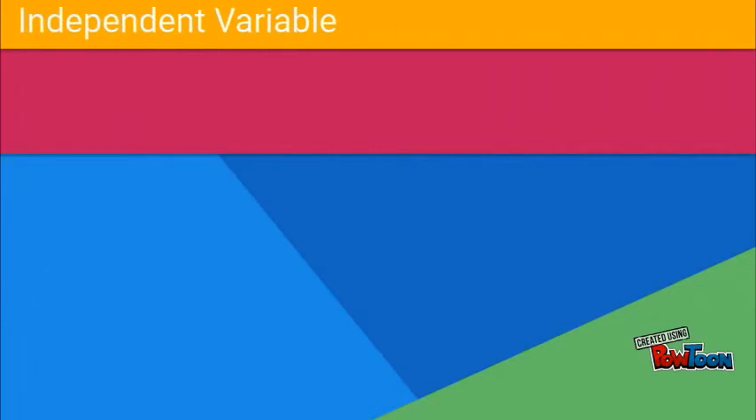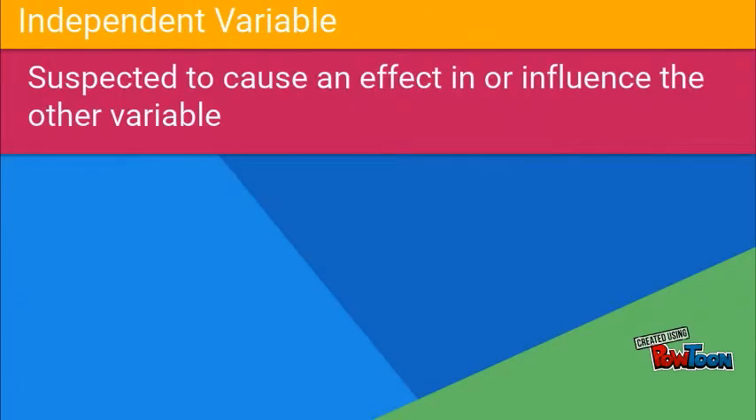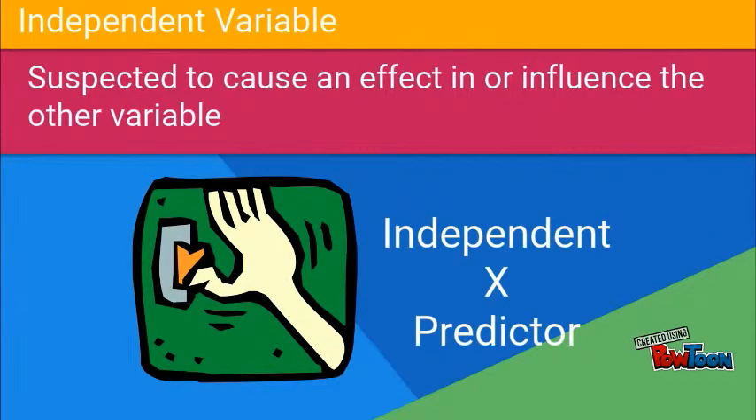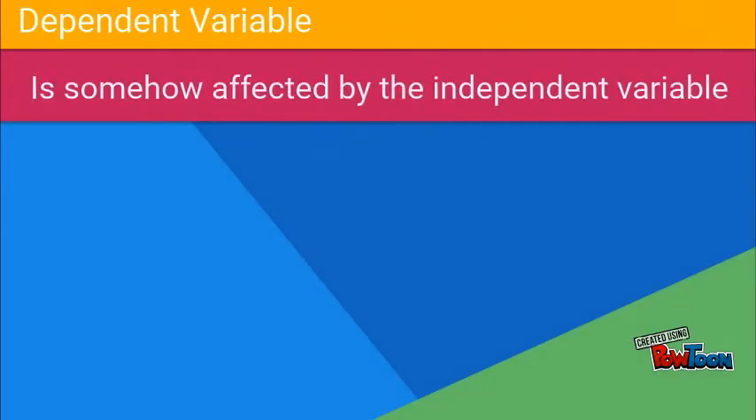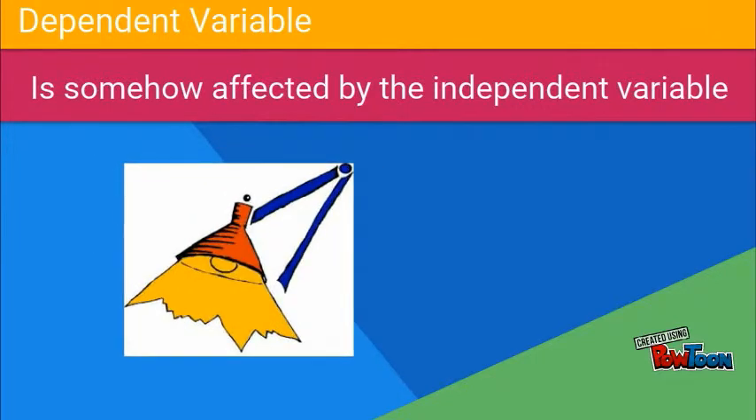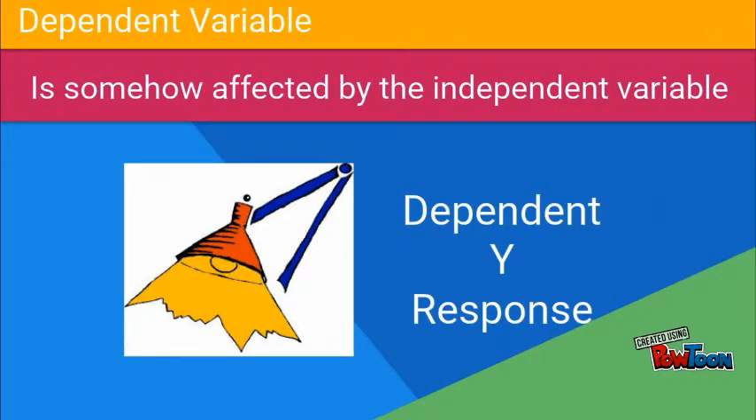In simple regression, there is always one variable that is suspected to cause an effect in or influence the other variable. We call this the independent variable, or sometimes the x or the predictor variable. The other variable is somehow affected by the independent variable. We call this the dependent variable, or sometimes the y or the response variable.